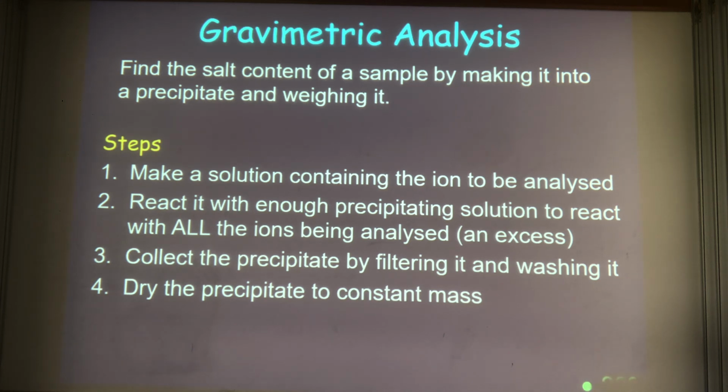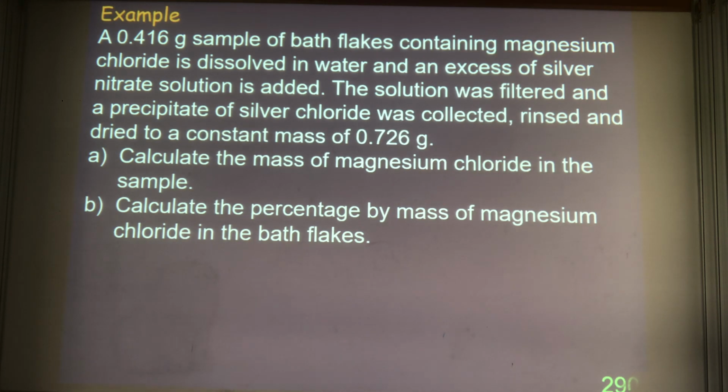And once you've got the mass of that precipitate, you can do some stoichiometry to work out the mass of the chemical that you're trying to find out, the reactant. And that's the process. Now, if we are back in class, we'll be doing a prac on this. If not, we'll just be doing it as theory. So, this is a common sort of problem that you'll get.